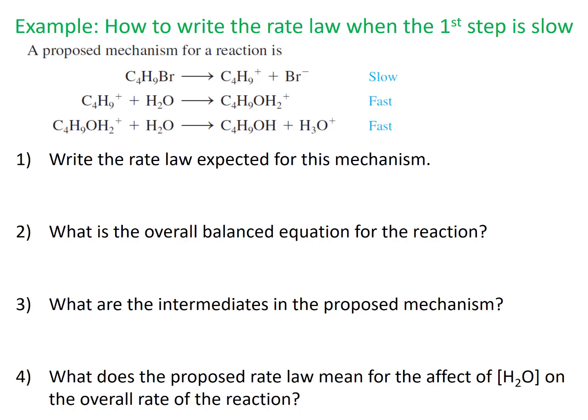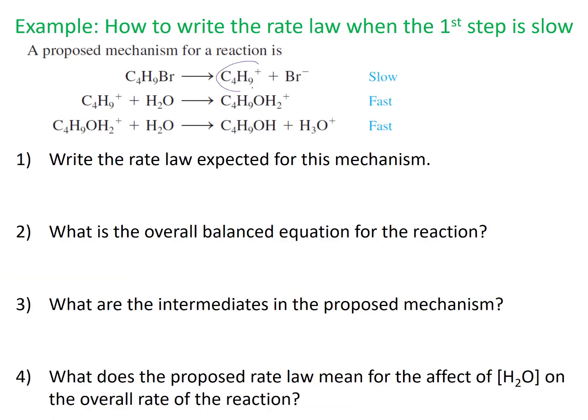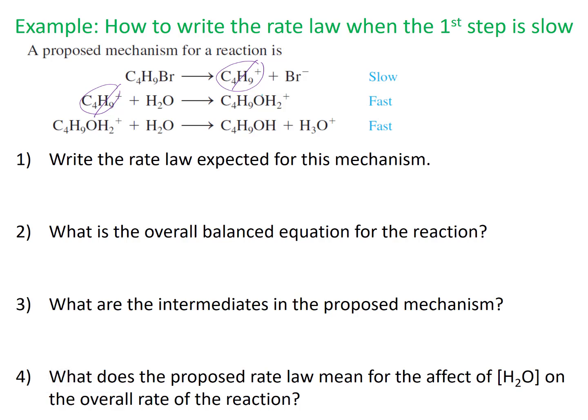And this one is really the same question, but it's looked at from a different angle. So here's a proposed mechanism for a reaction. We have this creating these two things, and as we notice, this is getting created and then it gets consumed right away. So this one here is an intermediate. This gets consumed here. And I think we have another intermediate in this reaction. This one right here gets created, and then it gets consumed in the next step. So we're going to have two intermediates.